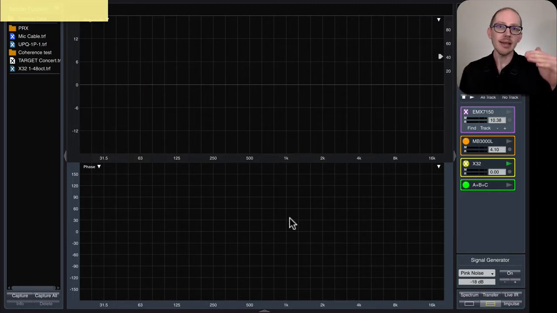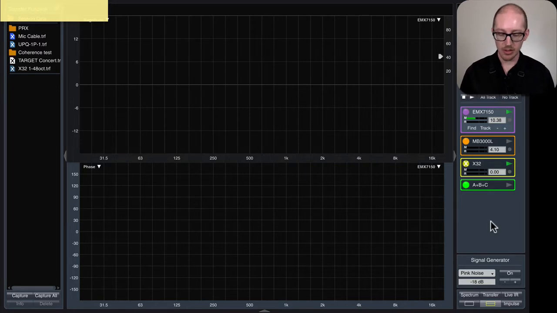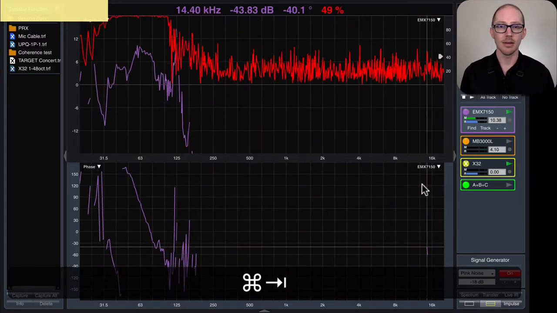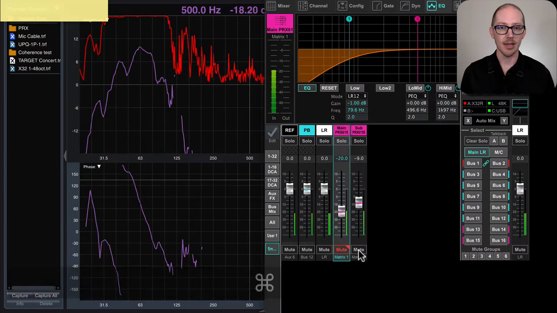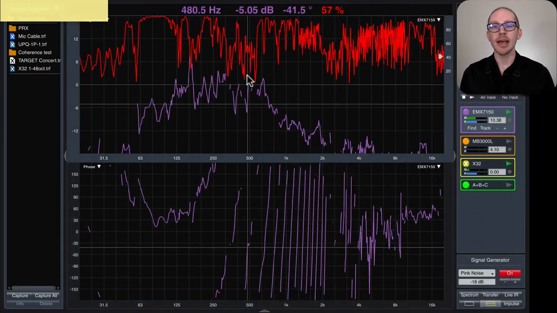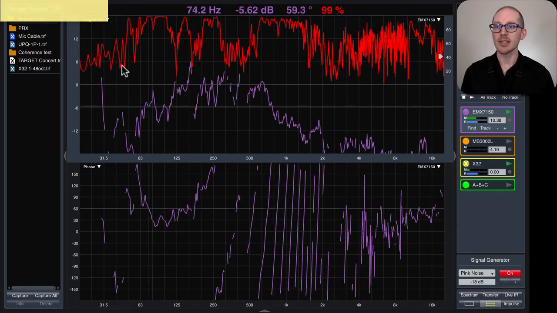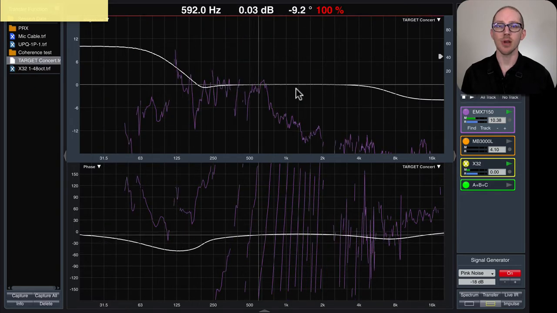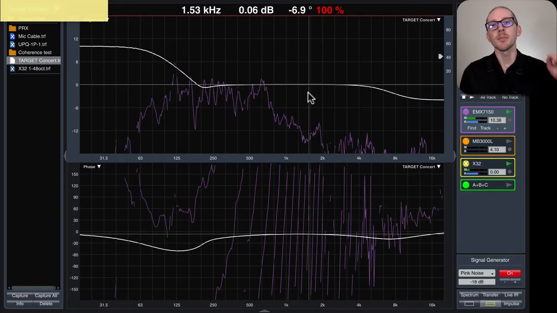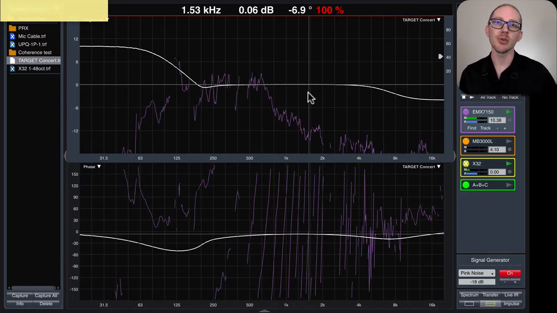We're going to measure the main, measure the sub, figure out where the crossover region is, and then see if they're phase aligned. So I'll start at my measurement, turn on my signal generator, and make sure that I'm looking at the main. The first thing I'm going to do, before I zoom in, is make sure that these are matched and level to hit my target trace. If you don't know how to make your own target trace in Smaart, I did another video about that and I'll put a link below this one.